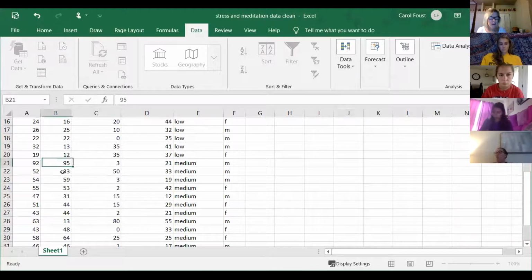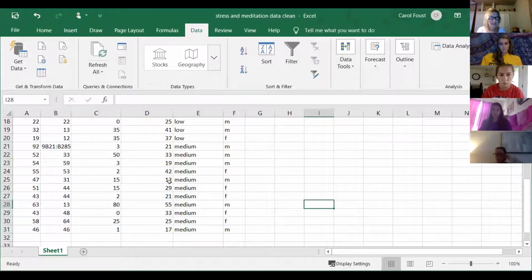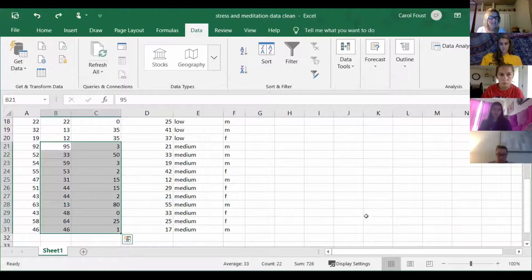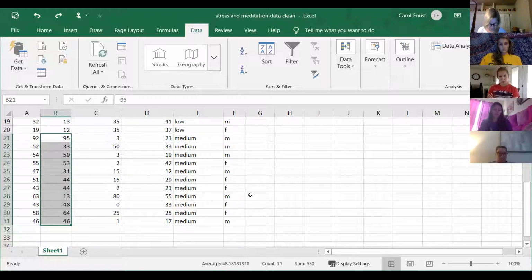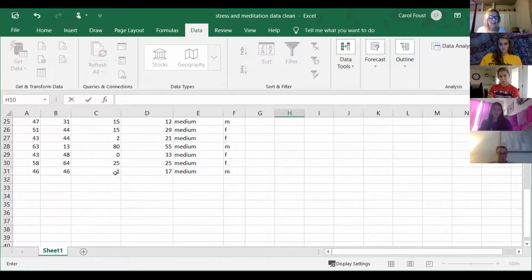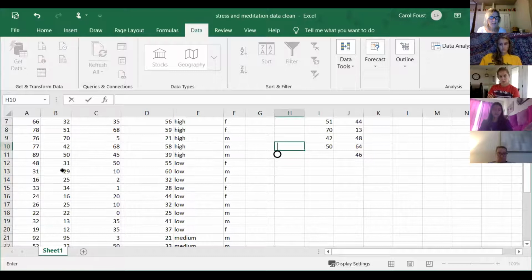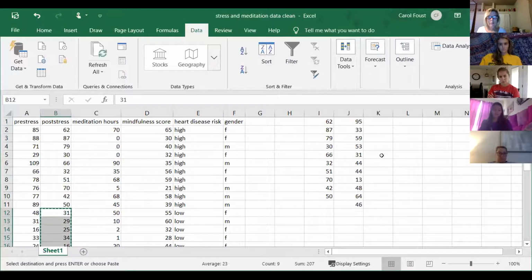I would get the post-stress for the mediums. Grab the post-stress for the mediums, copy those, put them over here. And then I would get the post-stress for the lows. I kind of like having them in order. Copy those and put them over here.